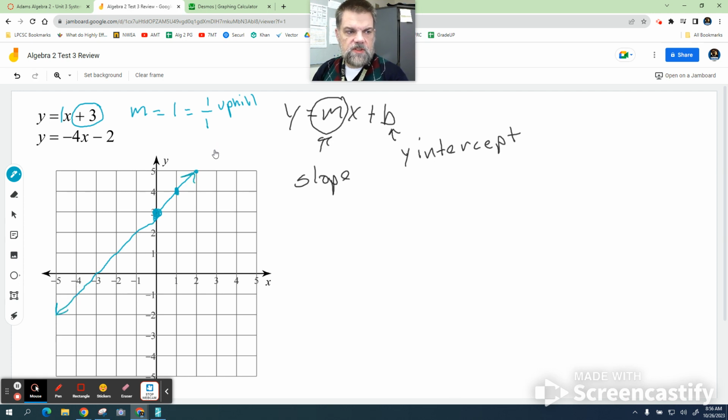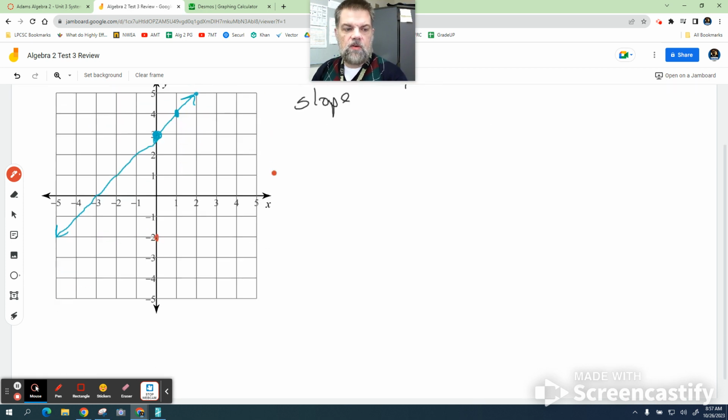So that's that first equation. Let's do the second equation. What's my y-intercept? -2. So I'm going to plot the point here at -2, and then my slope is -4. That means that it is -4 over 1. Because it is negative, that means we go downhill. Okay? So from there, I'm going to go down 4 over 1.